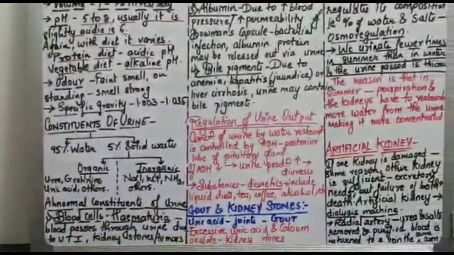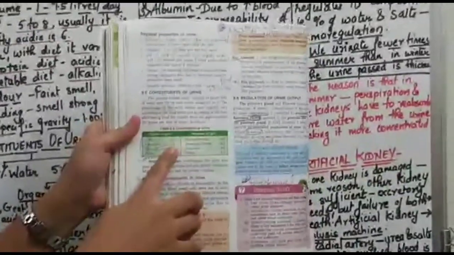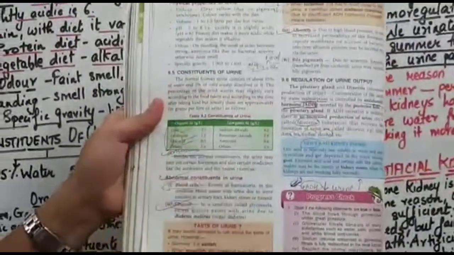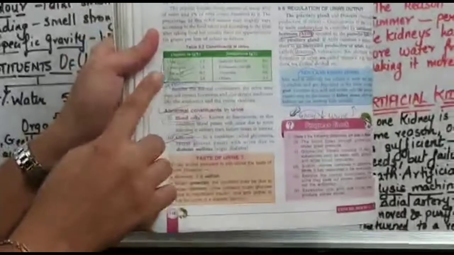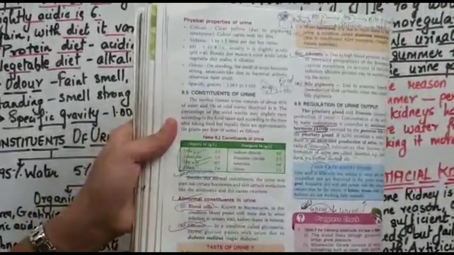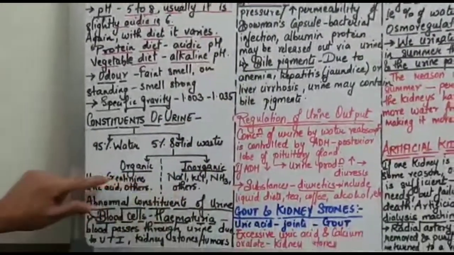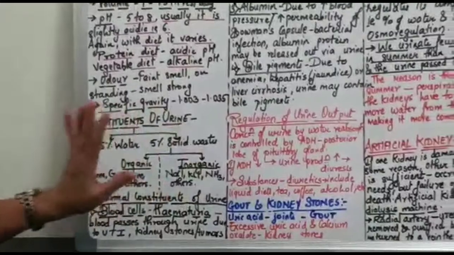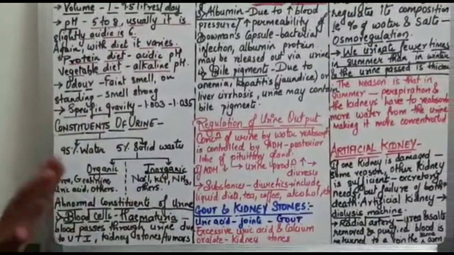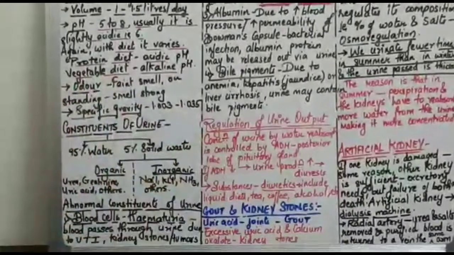Your textbook is also showing the concentrations in gram per liter. Okay, this is the green box which is shown on page number 118, right? These concentrations are not important, and that's the reason I have just mentioned over here the names of the organic and the inorganic constituents. Okay, now this is the normal composition which is seen in every person's urine.